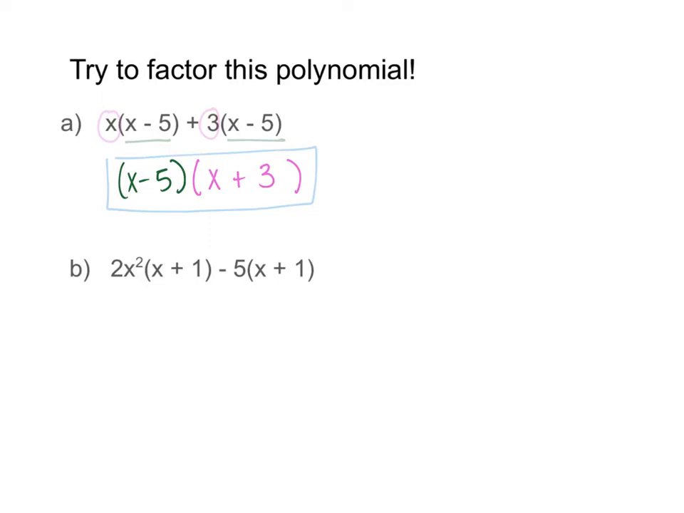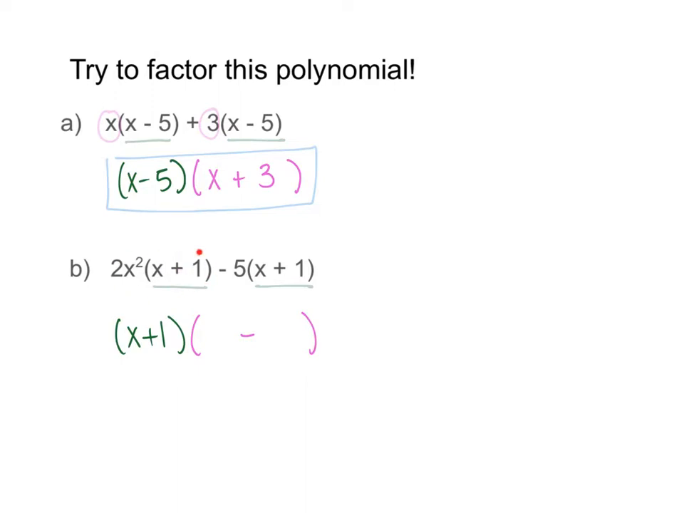Let's try the next one here. So again, what I noticed in part B is that x plus 1 is in both of the terms. And so what I'm going to do is factor out x plus 1 and check out what I have left behind. And again, there are 2 terms here, so I need to make sure I have a binomial here, or 2 terms here. And there's a minus sign, so I need a minus sign here.